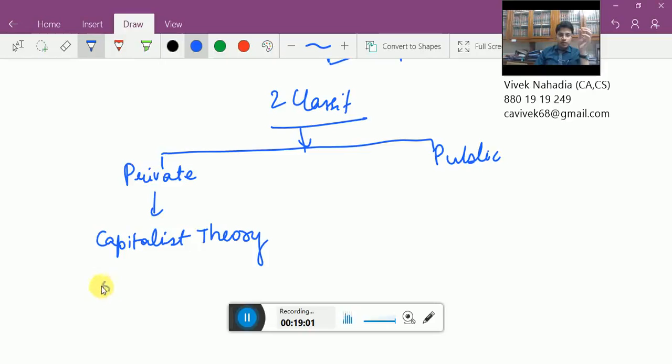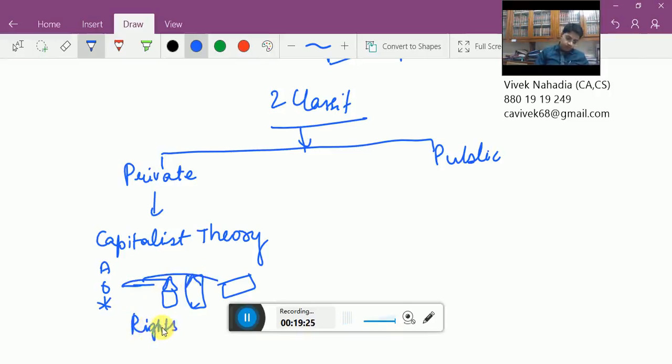Suppose a person is there, he can acquire a house or a commercial building, or he can acquire land. So any person A can acquire any property, and the rights over such properties, depending upon A's knowledge. Out of A's experience, out of A's knowledge, he can acquire any property.